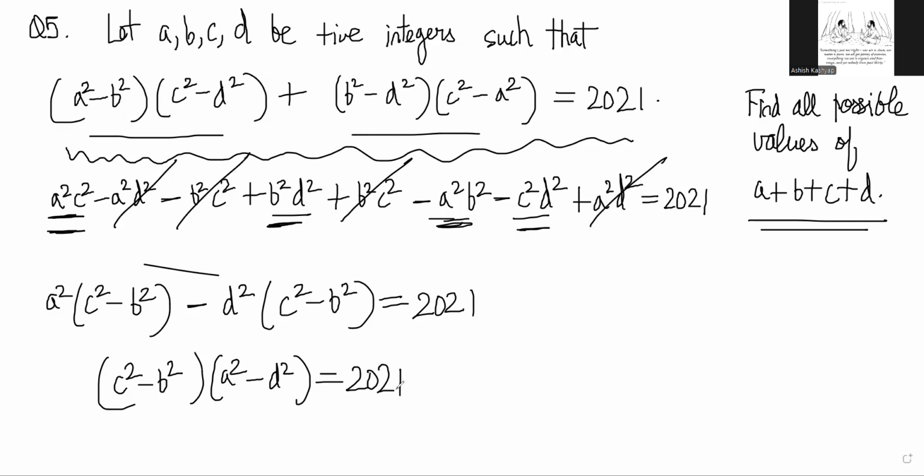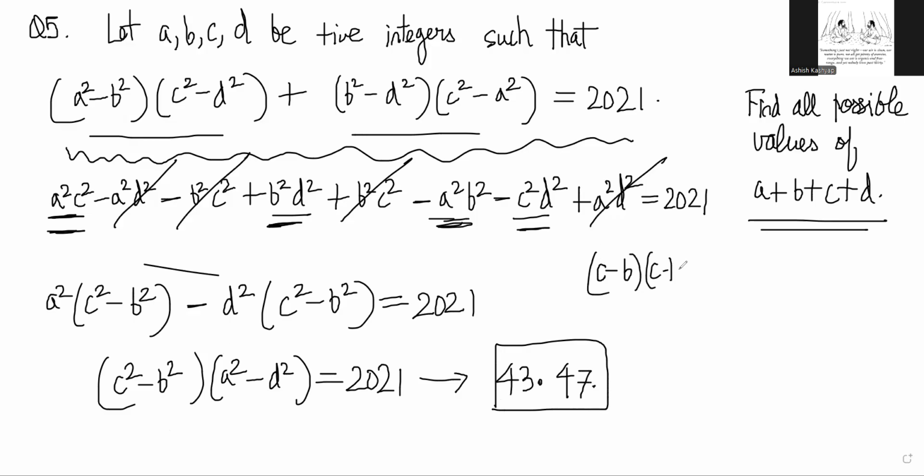And 2021, you should do prime factorization of 2021 because if it's a product of two numbers, we should know the prime factorization. It turns out it is 43 into 47, right? So once we know that, here we can say that it is the product of factors. We can factorize each term and we'll get (C minus B) times (C plus B) times (A minus D) times (A plus D) is equal to 43 into 47.